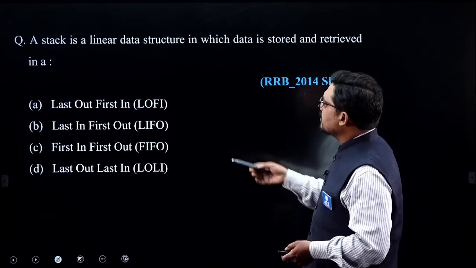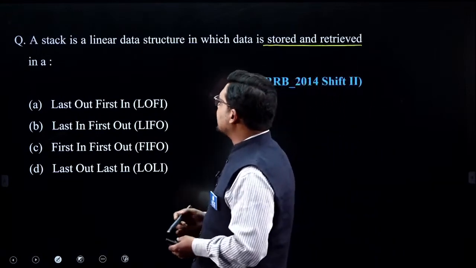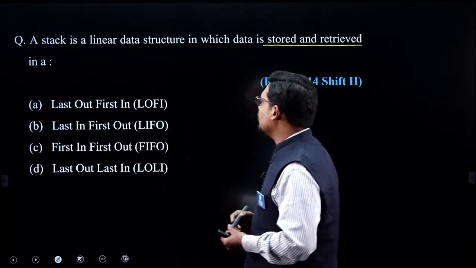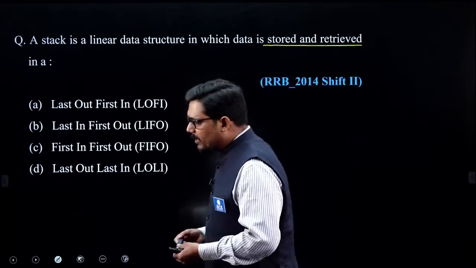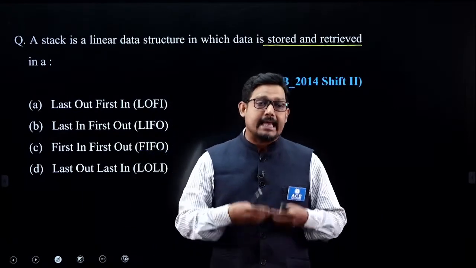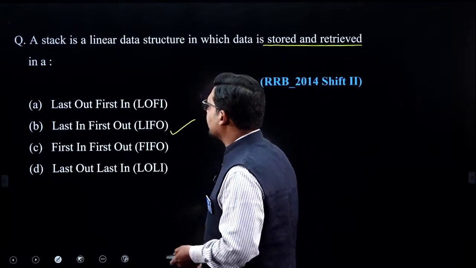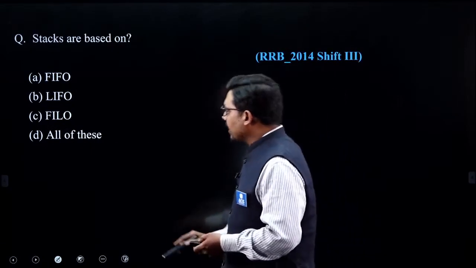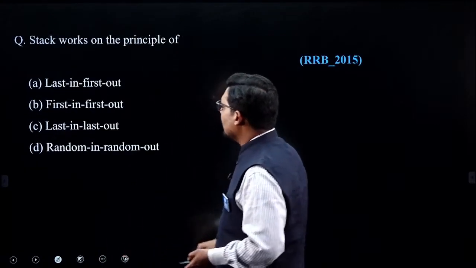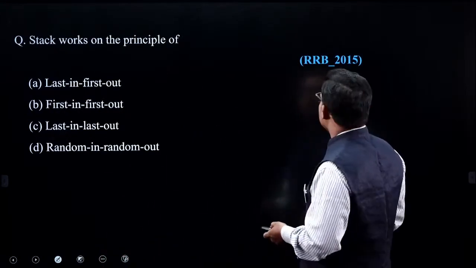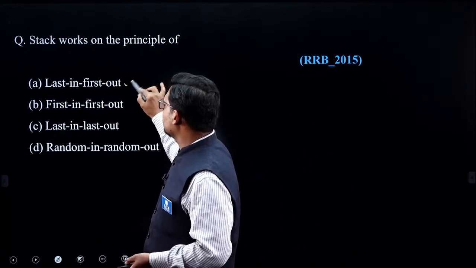Another category of question is the linear data structure, where data is stored and retrieved. So now, what kind of data structure is a stack? What is the logical property of the stack? We start the topic stack by saying that a stack is a last in first out, LIFO, data structure. Again the question is repeated, and in this case it is LIFO. A third time, what is the principle of the stack? That is last in first out.